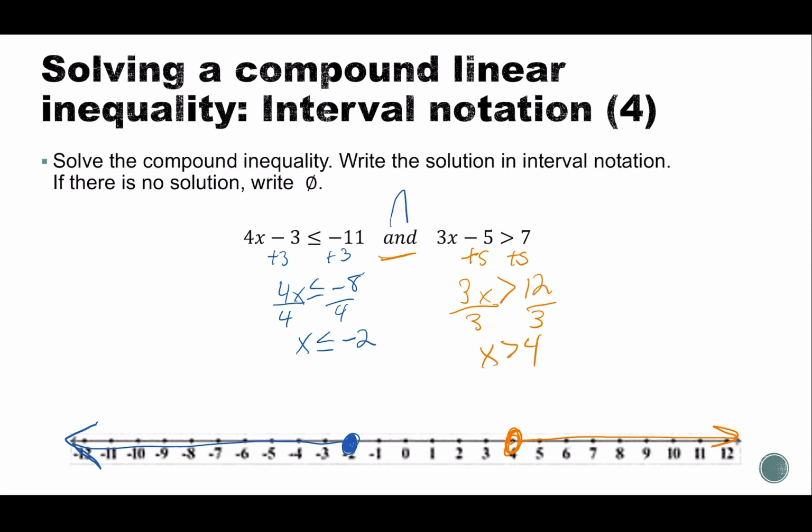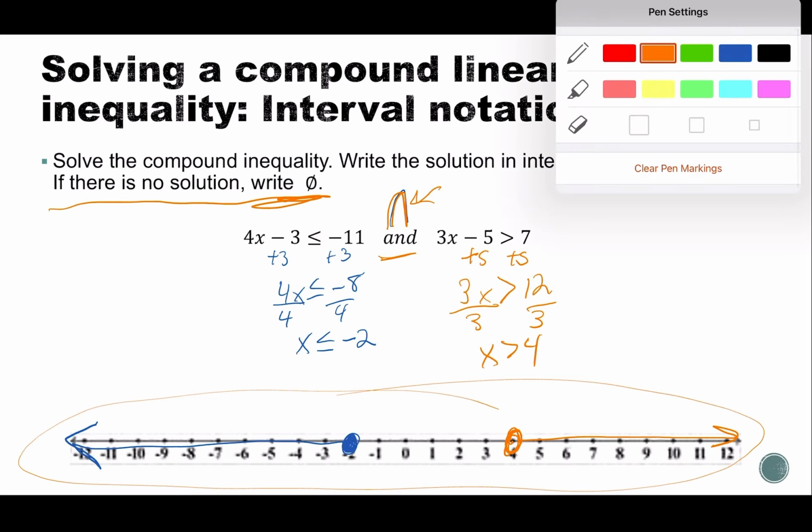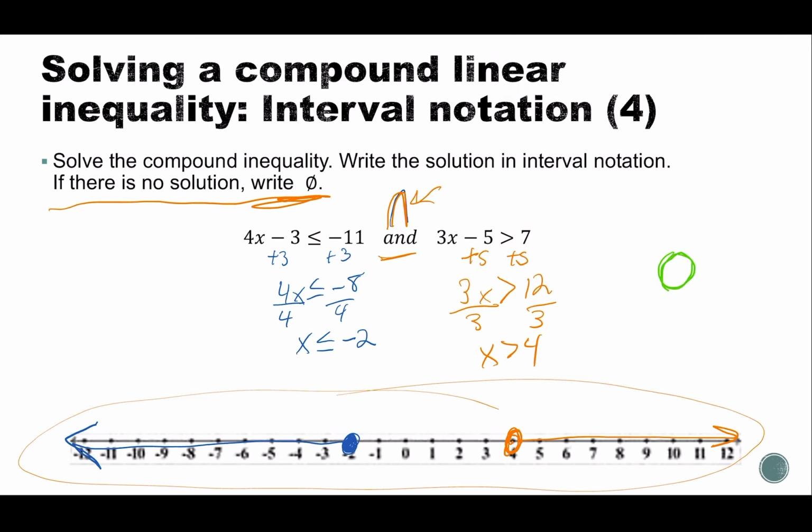Now for and, I'm looking for intersection. Is there any intersection here? Do we see anything that's both orange and blue other than the symbol up here? No. So if there's no solution, that means our solution is going to be the null set, the empty set, this symbol right here.